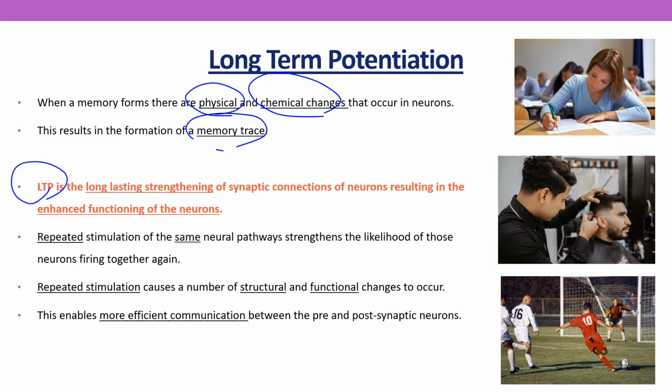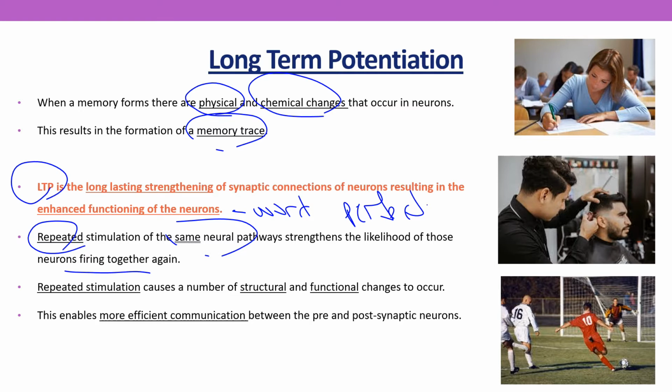Now, just to note, VCAA will allow you to say LTP. This is a word perfect definition, okay? I want you to learn it as is. So this is a long-lasting strengthening of synaptic connections of neurons, resulting in enhanced functioning of the neuron, okay? Essentially what that means is this. When you repeat the stimulation of the same neural pathway, okay, now essentially that same skill is a neural pathway, yes? This strengthens the likelihood of those neurons firing together again, okay?